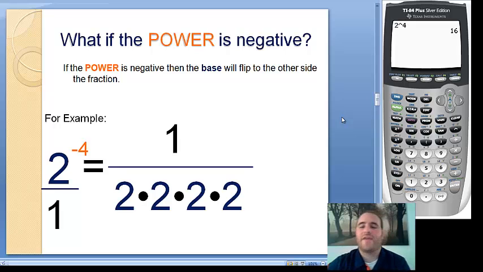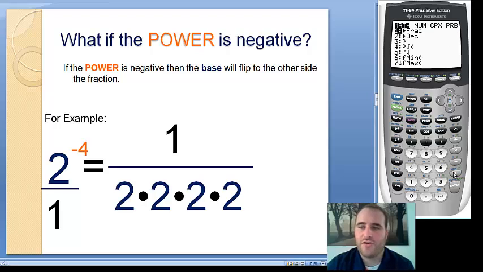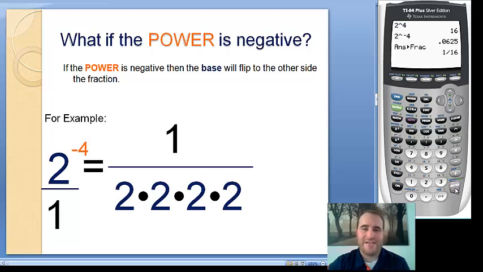Let's see how to do that in the calculator. So we have 2 up a negative 4th. Enter. We get a decimal. Let's change it into a fraction. Math, enter, enter. We get 1 over 16. So here, just like on the calculator, we would get 1 over 16.